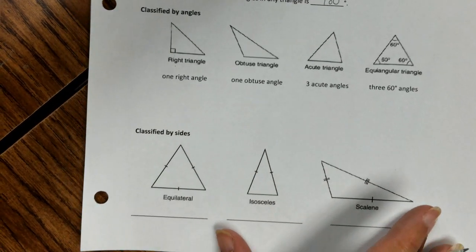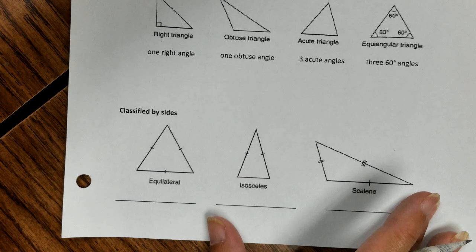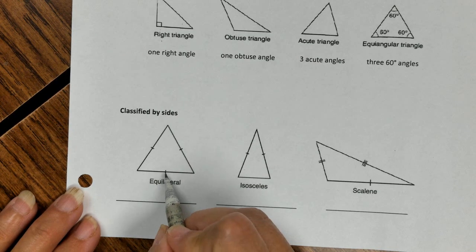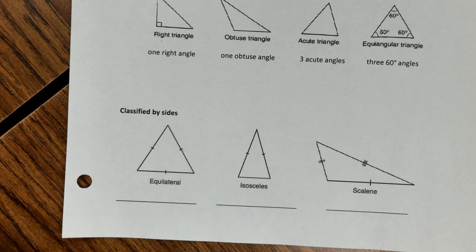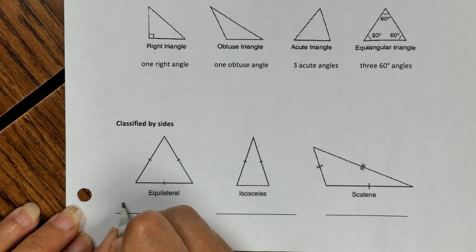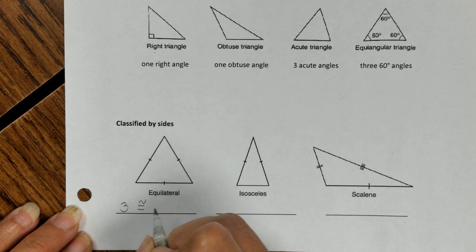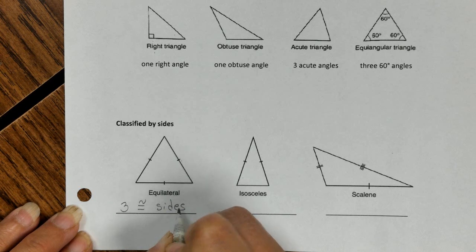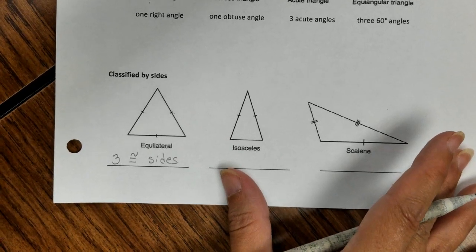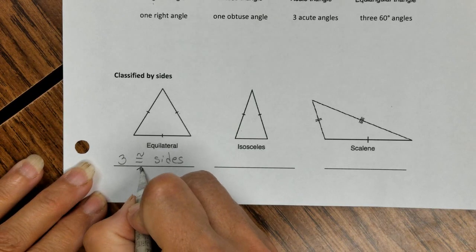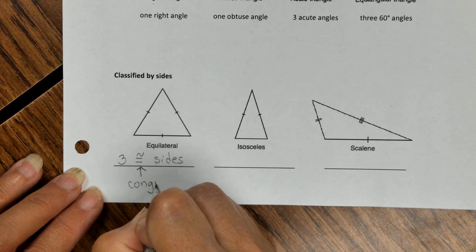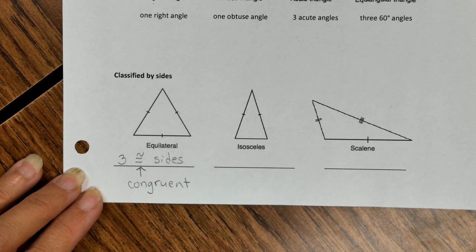Okay, we can also classify triangles by their sides. And if it's equilateral, as the tick marks are showing here, all 3 sides are congruent. So I'm going to put 3 congruent sides. Okay, and that symbol I just wrote is the symbol for congruent, and that means they're the same size. And here's how you spell it. Congruent.